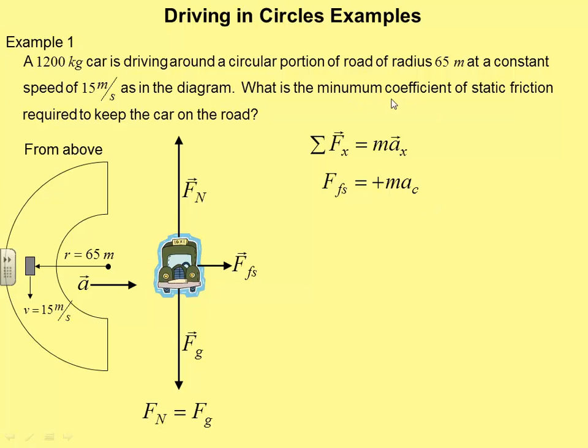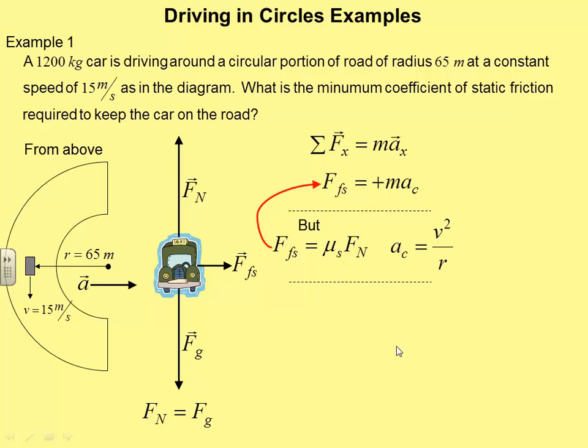Now, since we're looking for the minimum coefficient of static friction, that would occur when you're using all of the static friction. Remember, static friction goes anywhere from 0 to a maximum. The maximum amount of static friction can be found by taking the coefficient of static friction times the normal force. This is what we're actually trying to find in this problem. Also remember that we can calculate the centripetal acceleration with speed squared over radius. Plug them both in, and you get the coefficient of static friction times the normal force equals the mass times the speed squared over the radius.